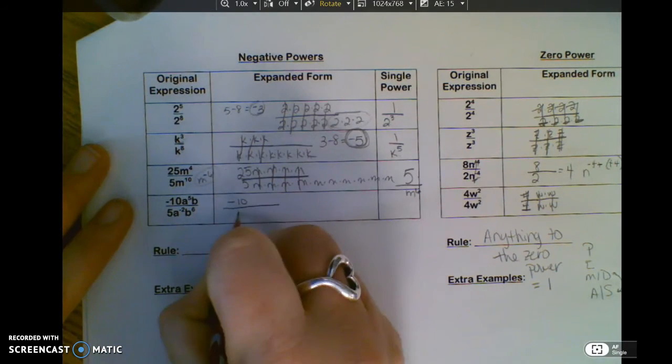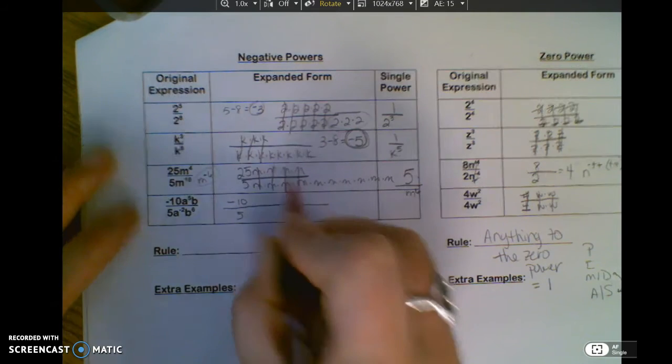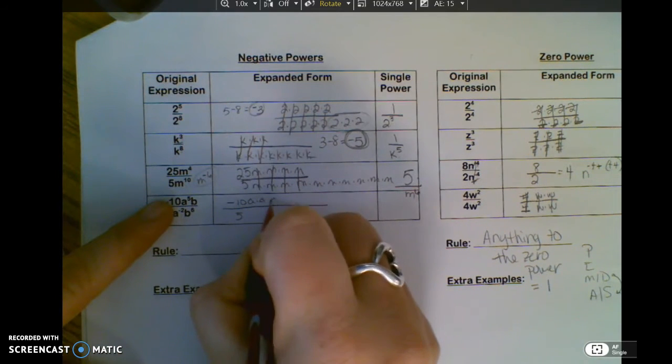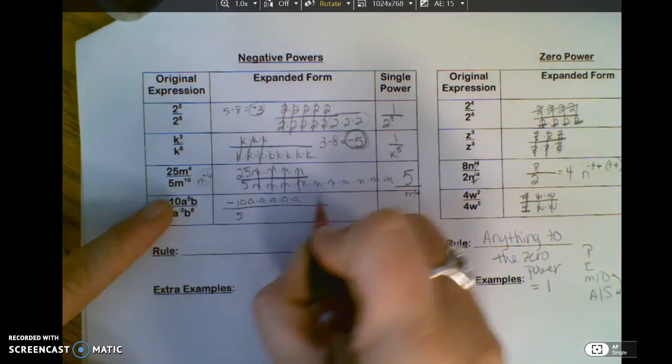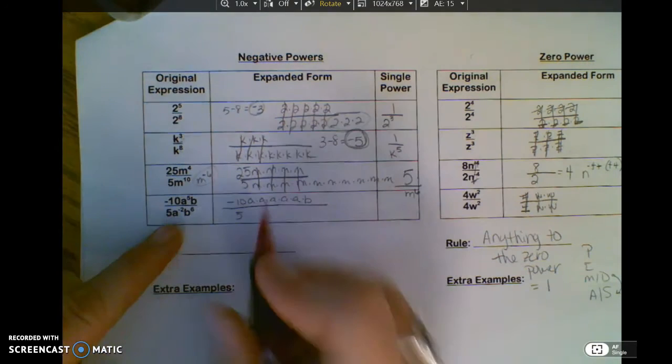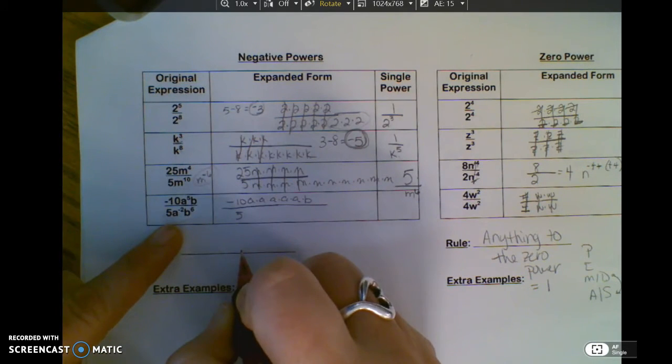So again, that means I started subtracting from the numerator, I got a negative, so I put it in the denominator. Negative 10 and 5 are not exponents, so I write them down. I have 5 a's, 1, 2, and a b, and then I have 6 b's.